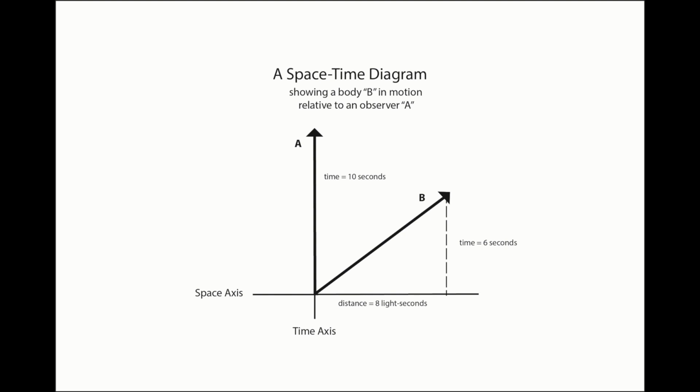Bear with me on a little introduction for just a minute. The horizontal axis here represents the 3 dimensions of space, and the vertical axis represents the dimension of time. As an observer A moves 10 seconds in time, a body B moves a relative 8 light seconds in space, and its clock appears to the observer to tick only 6 seconds.